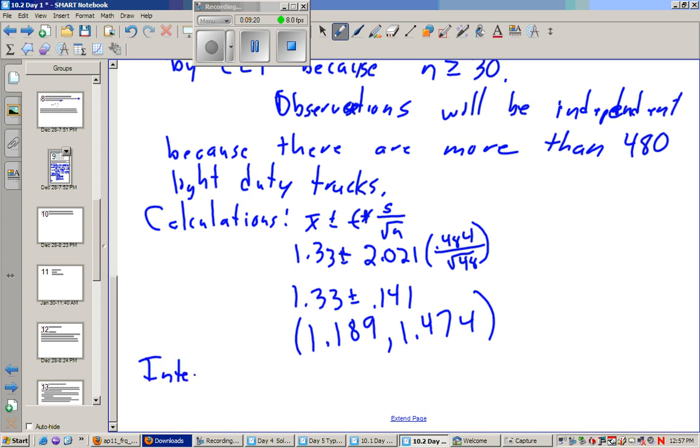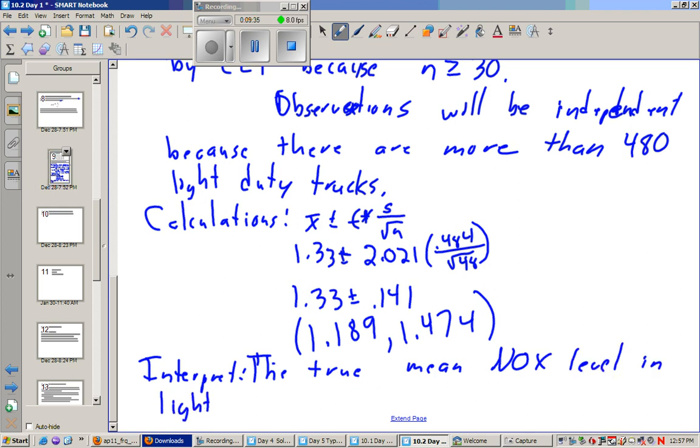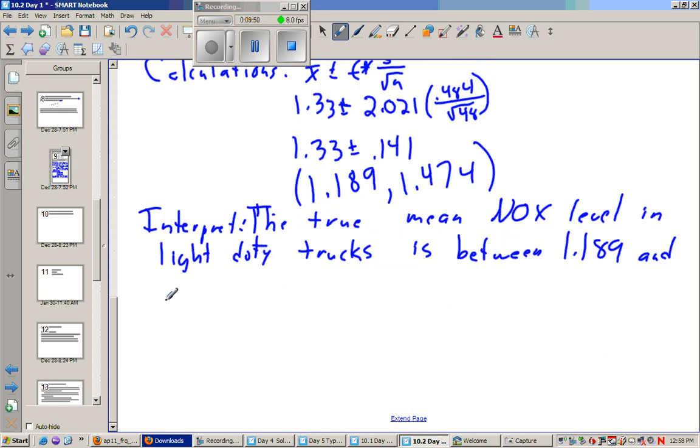So our interpretation: the true mean NOx level in light-duty trucks is between 1.189 and 1.474. All right, now we're done.